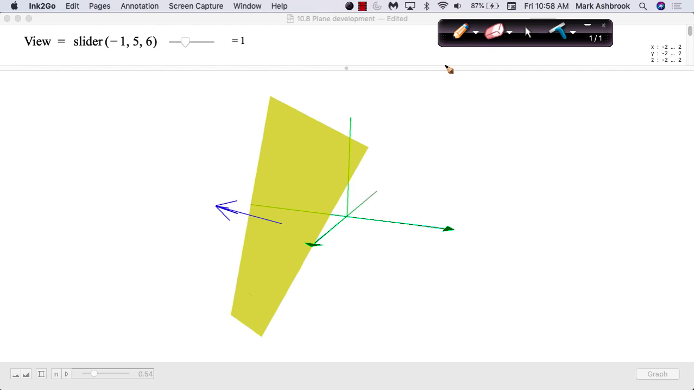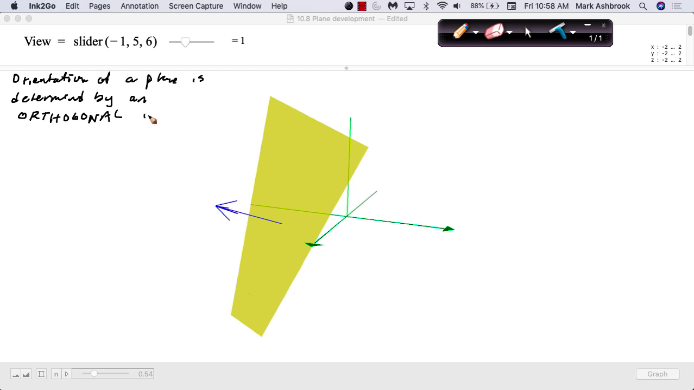Orientation of a plane. So we really have three terms for this. The orientation of a plane is determined by an orthogonal vector. But there's actually two other terms we're going to use that mean the same thing in this case.